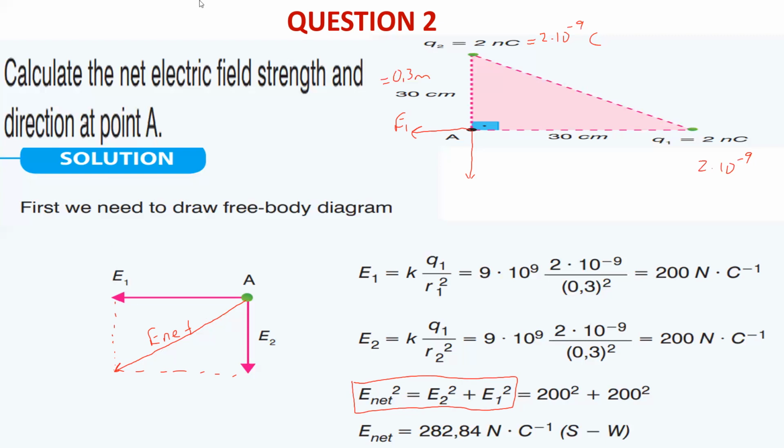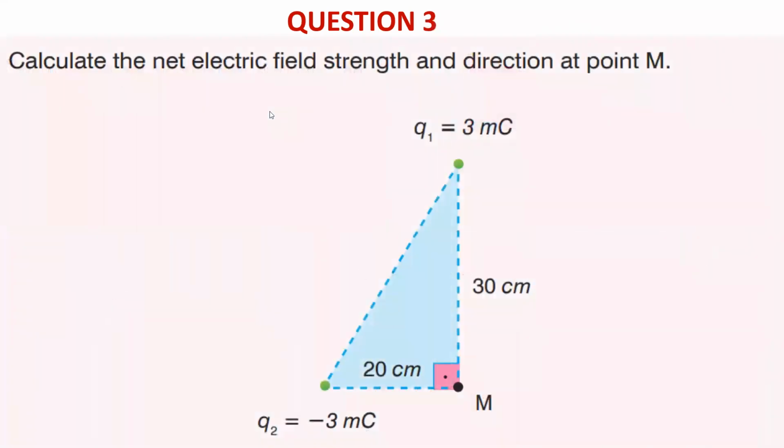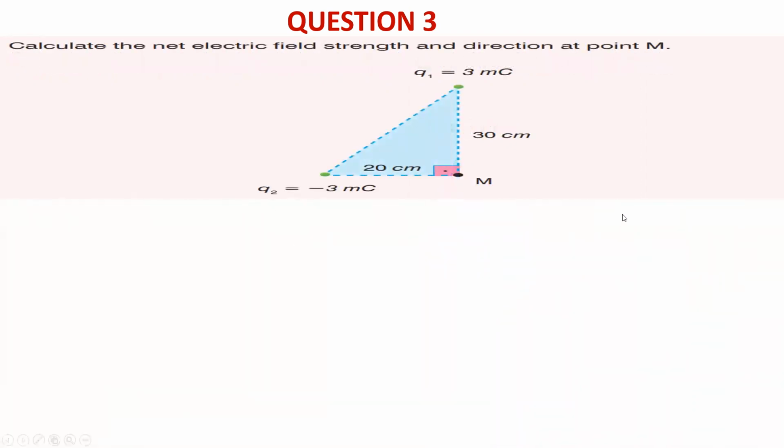Let's continue with question 3. A similar question is coming now. Let's clear all, and then continue with the next one. Calculate the net electric field strength and direction at point M. Same process, people, we are using the same thing. But what we have now, which direction, that's important. Let's go to the next page and explain.